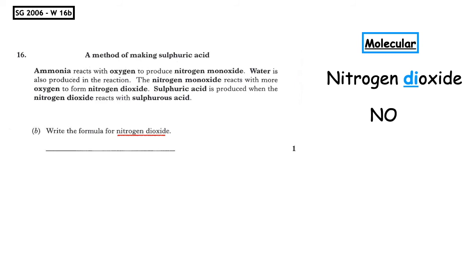Oxygen has the chemical symbol O, so we write that down. The prefix is di, which means we've got 2, and we write a small 2 after the chemical symbol. That means that the molecular formula for nitrogen dioxide is NO2.